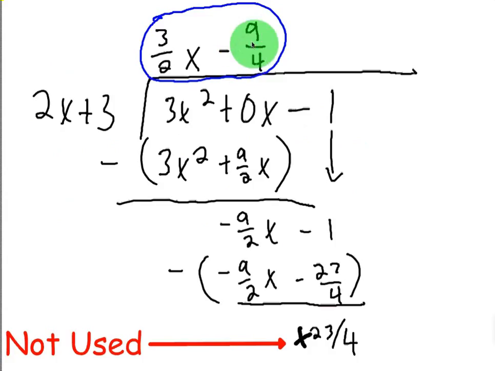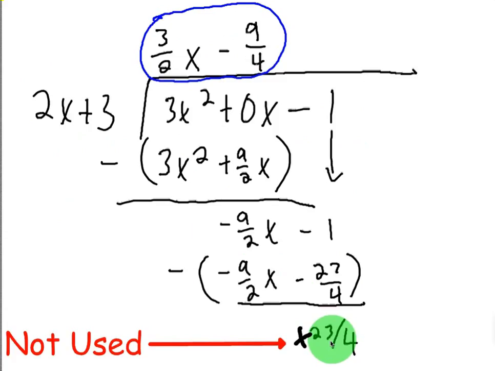Then you take that number, you re-multiply back. Of course, you get the same thing for below that. Negative 9 over 4 times 2 is negative 9 over 2x. And then negative 9 over 4 times 3 is negative 27 over 4. You take the parentheses and subtract, but it won't matter because you get a number down here. It really doesn't even matter what that number is.